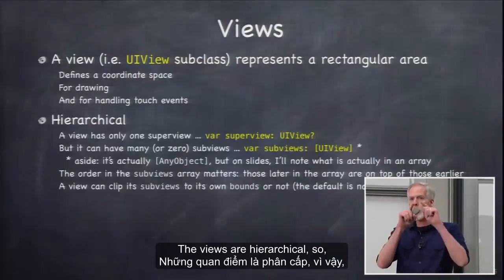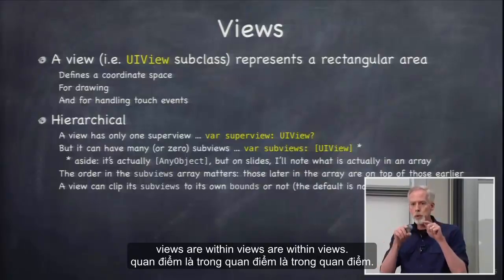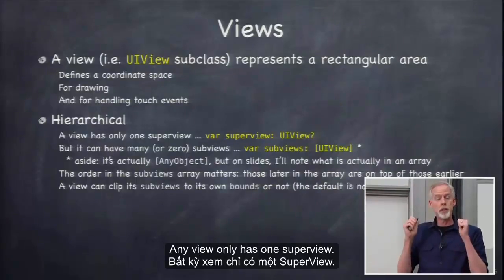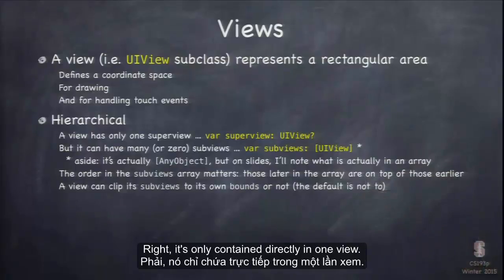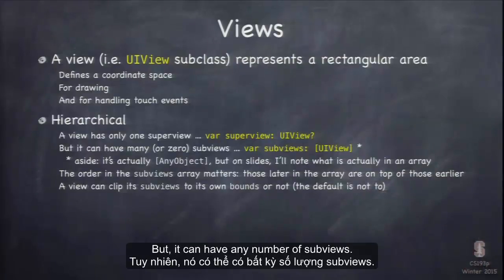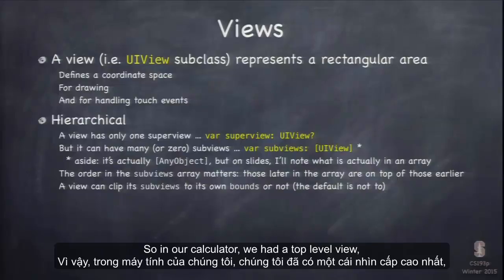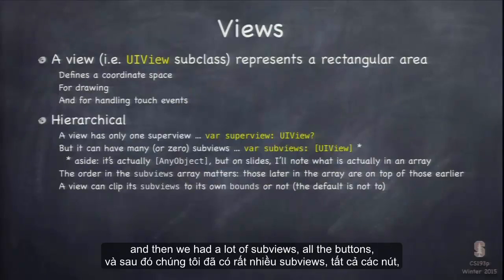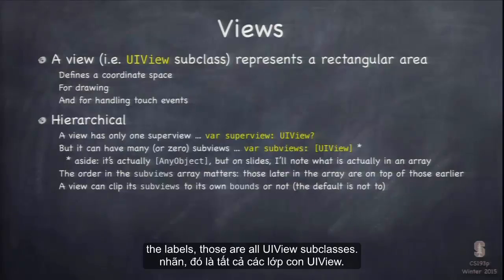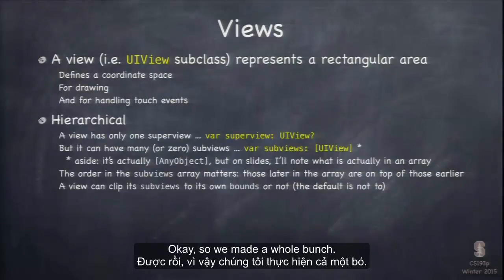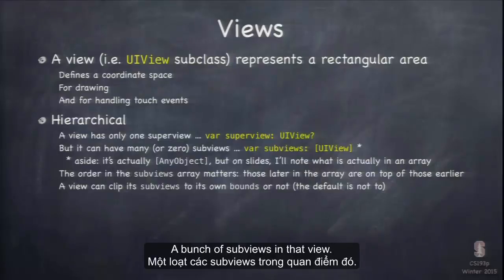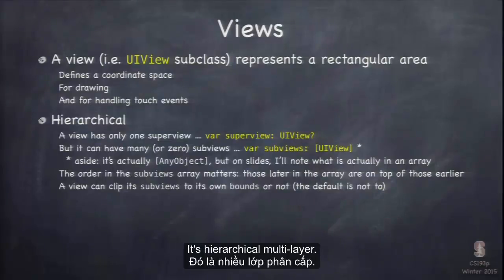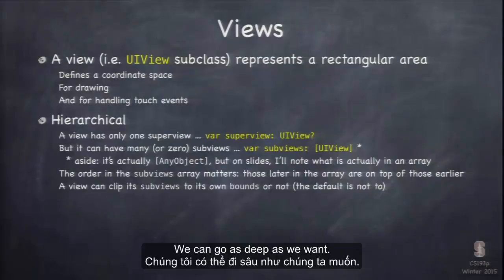The views are hierarchical, so views are within views are within views. Any view only has one superview, right? It's only contained directly in one view, but it can have any number of subviews. So in our calculator, we had a top-level view, which I'm going to talk about in a moment, and then we had a lot of subviews. All the buttons, the labels, those are all UIView subclasses. Okay? And so we made a whole bunch. There's a bunch of subviews in that view. But we can go even deeper. It's hierarchical, multi-layer. We can go as deep as we want.